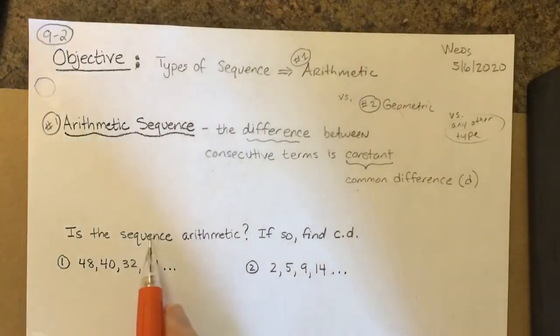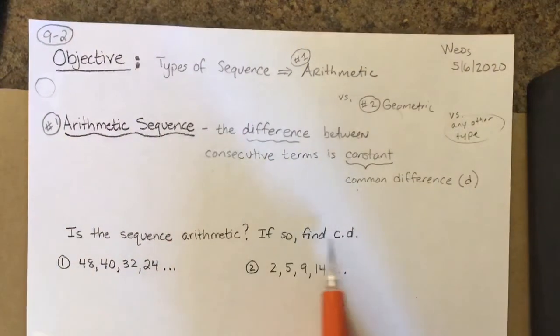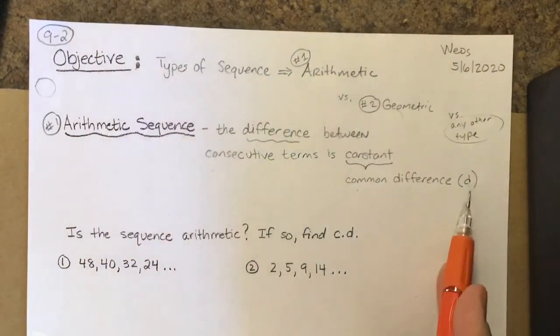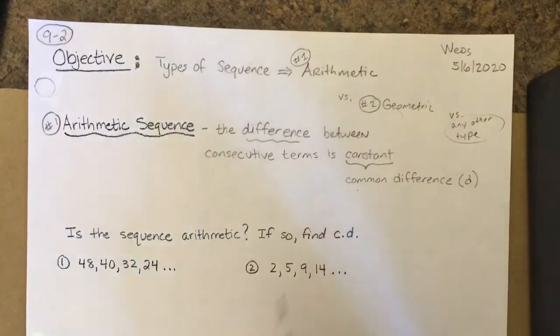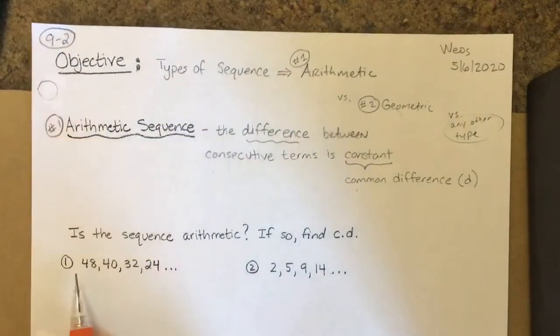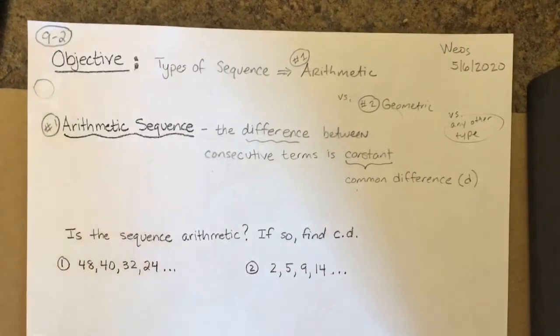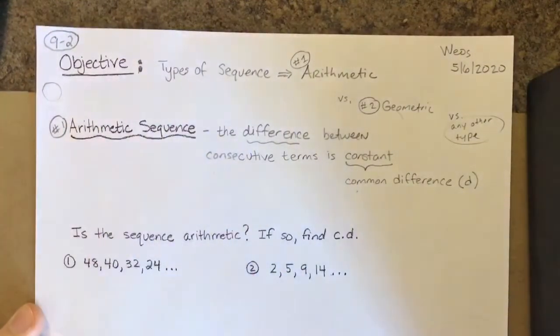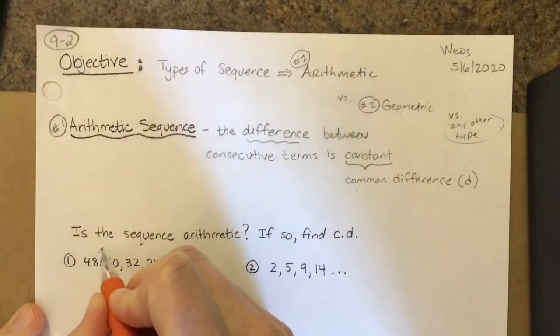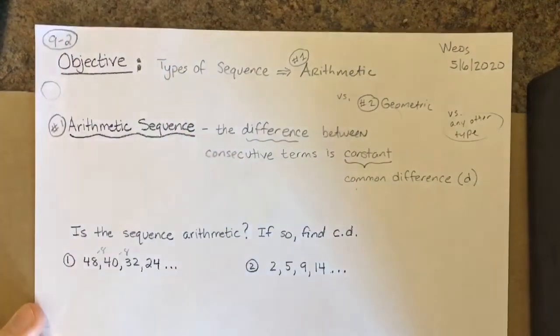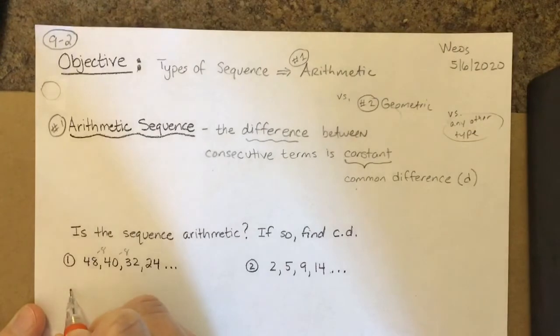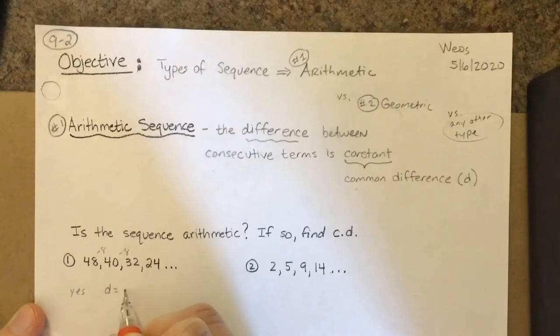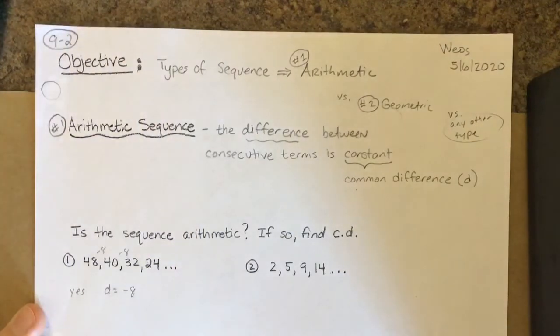Number 1, is the sequence arithmetic? If so, find the common difference, all right, which is typically d, all right? So you look at the sequence, figure out what's happening, all right? Is it going up or down by the same amount? If it is, it's an arithmetic. What's happening here looks like down by how much each time? 8, okay? So this is arithmetic, yes, and the common difference is -8. It's going down, okay?